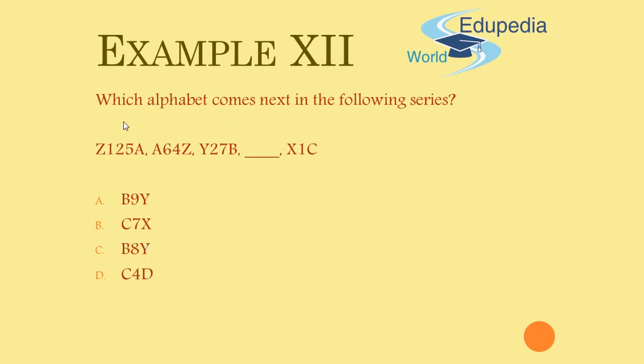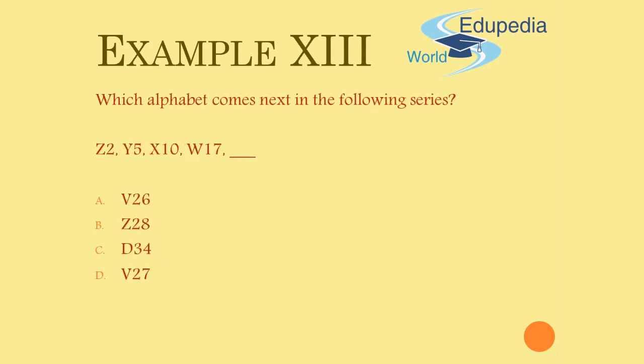Because I see that when I start from Z, I am going back: Z, Y, X. And when I start from A, I am going forward: A, B, C. So I'll apply the same logic. A will become B, A skip 1 and move forward, Z skip 1 and move back. So it will be B, the number was 8, so B8 and Y. So your answer will be C, B8Y.